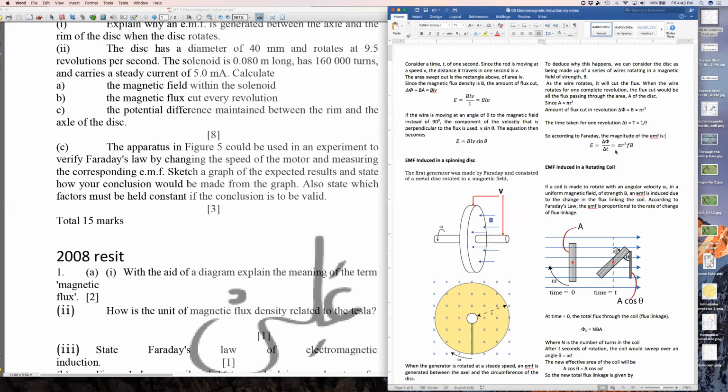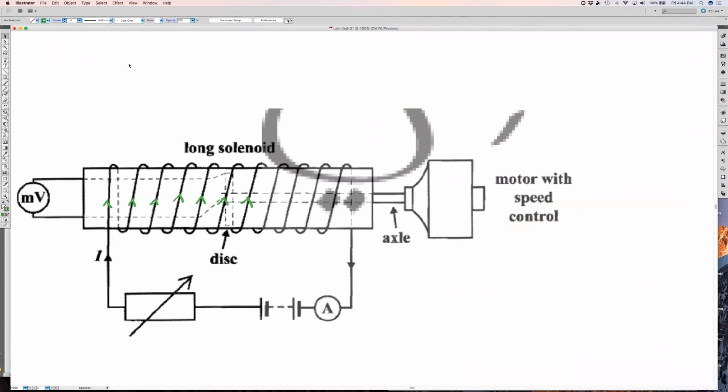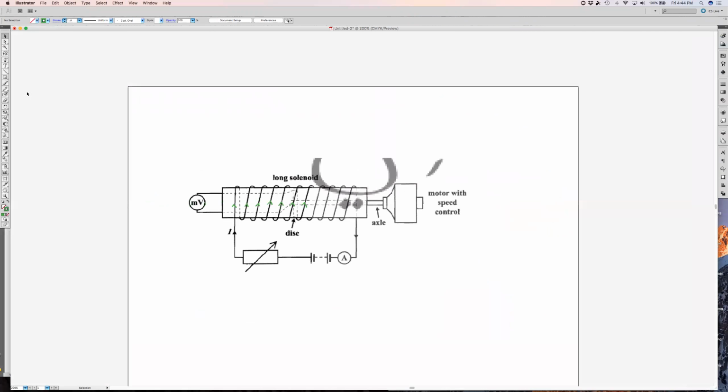Well, the equation is right here, not so? The EMF depends on the frequency, not so? So linear relationship, E is really a linear relationship with f. So if we want to sketch a graph of how the EMF varies with frequency, all we need to say is, I'll just sketch a graph quickly.